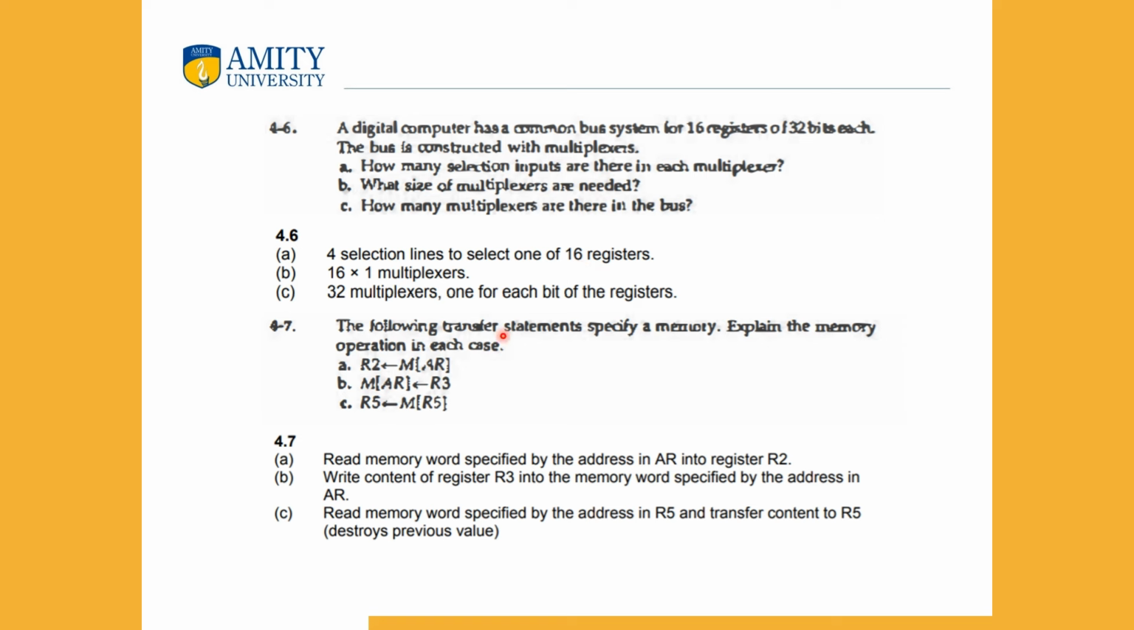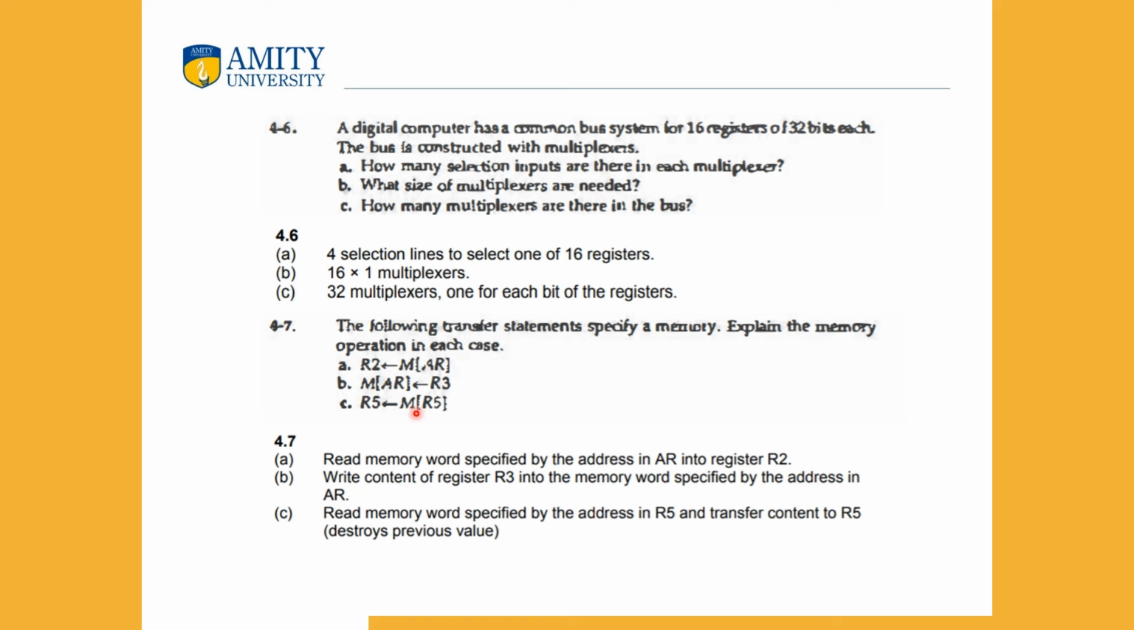Next question is, the following transfer statements specify a memory, explain the memory operation in each case. These are basic memory operations that we have performed throughout in the module for memory operations. The memory address is transferred to R2, hence read memory word. So whatever is stored in the memory at AR is stored into R2. Here it is, and over here whatever is in register 3 is stored at the memory address of AR. Write content of R3 into the memory word specified by address AR.